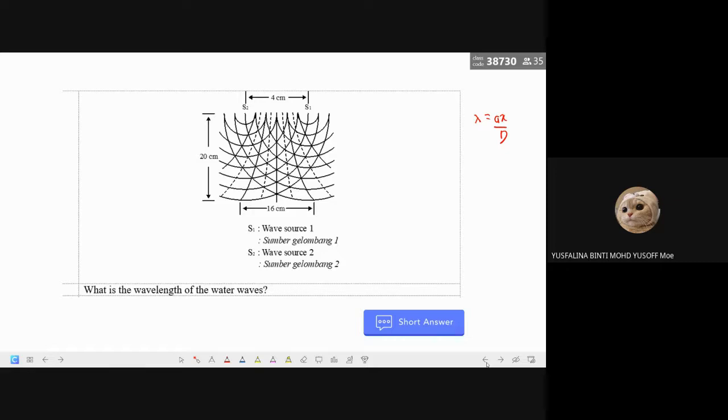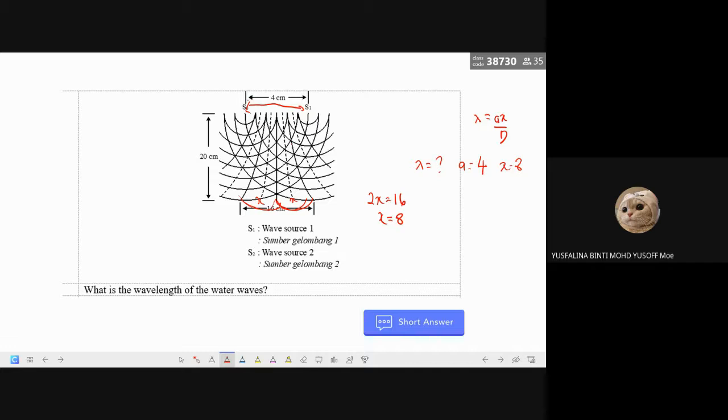Okay, lambda equals ax over d. Here they ask you what is the wavelength, so they ask you to find lambda. So what is a? Remember a is the distance between two sources of water, so a is 4 here. This is the source of the wave. And then for x, remember, it should be from antinode to another antinode, or node to another node. For this one, they use the antinode. You can see there are two antinodes here, so there are two x here. Each one is x. So 2x is equal to 16, so x is equal to 8.